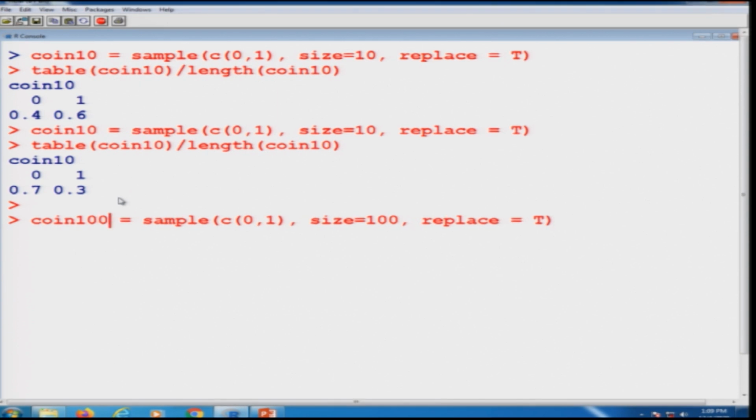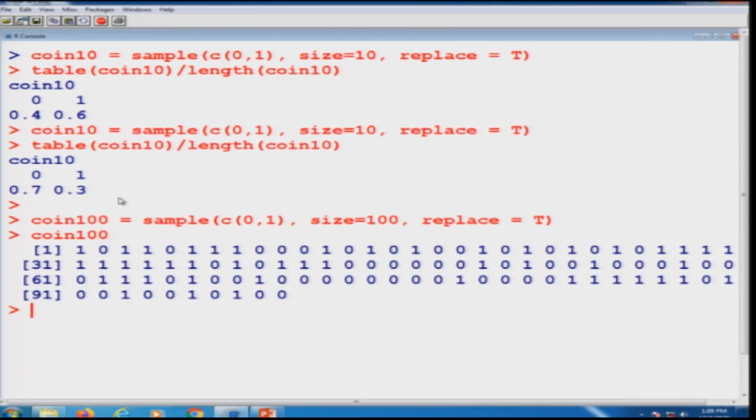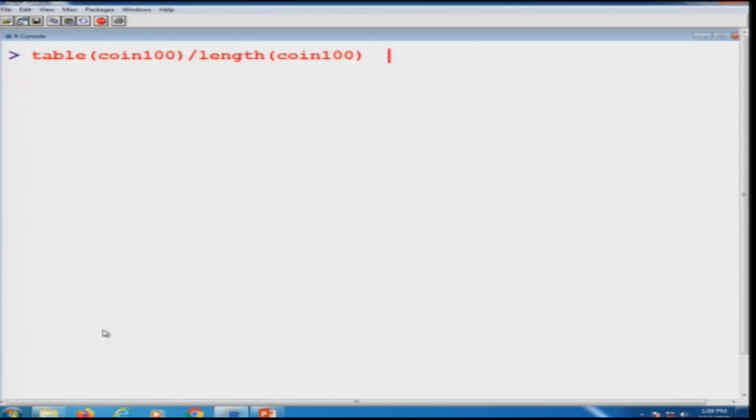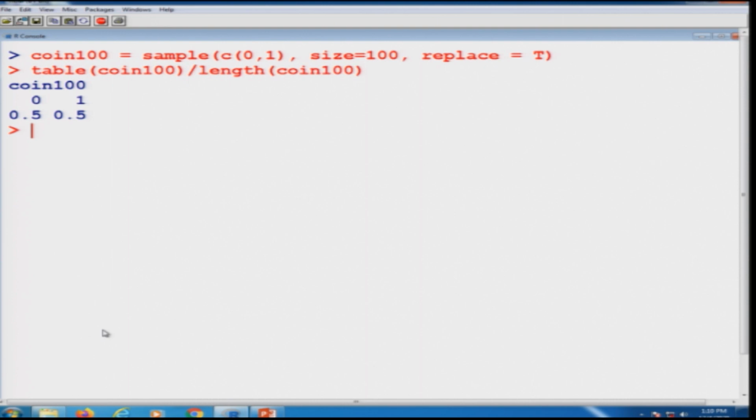But now, let me increase the number of observations to, suppose, 100. And let me put it here, say coin 100. So, you can see this is how you will get the values 0, 1, 0, 1 and so on. But if I compute the relative frequency of this coin 100 data vector, you can see that it is coming out to be 0.53 and 0.47, which is closer to 0.5 compared to 0.7 and 0.3. And if you repeat this experiment, this value will change and it is coming out to be 0.5 and 0.5 in the case of 100, but this is only a matter of chance that it is exactly coming out to be 0.5 and 0.5.